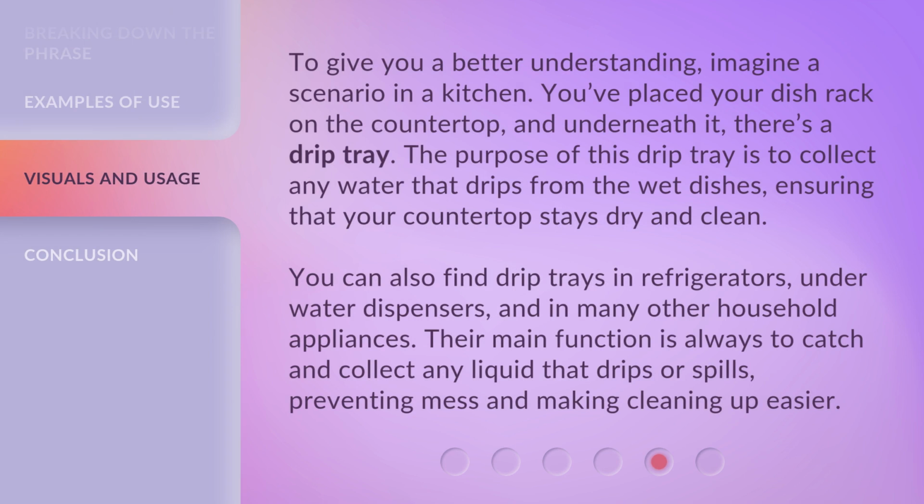To give you a better understanding, imagine a scenario in a kitchen. You've placed your dish rack on the countertop, and underneath it, there's a drip tray. The purpose of this drip tray is to collect any water that drips from the wet dishes, ensuring that your countertop stays dry and clean.